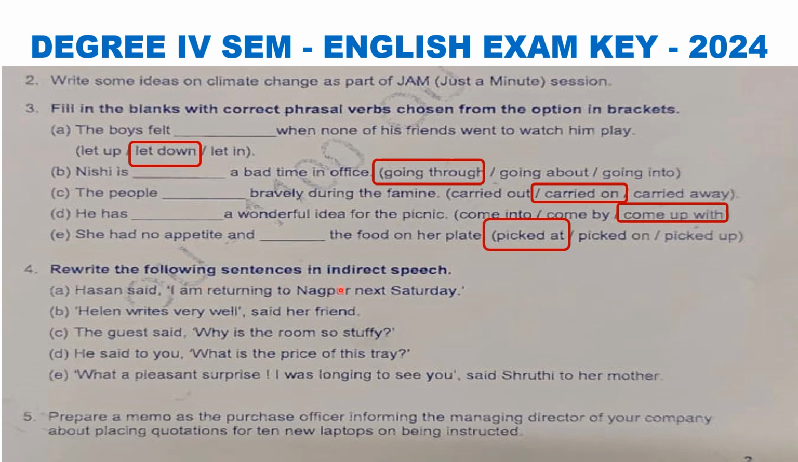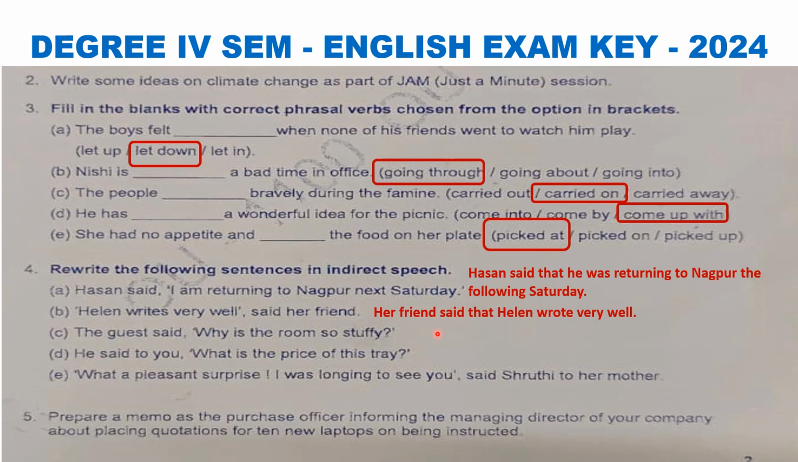Rewrite the following sentences in indirect speech. Hassan said, I am returning to Nagpur next Saturday. So you all know how to change them into indirect speech. Hassan said that he was returning. I am returning changes to he was returning to Nagpur. The next Saturday will become the following Saturday. B. Helen writes very well, said her friend. So her friend said that Helen wrote very well. Writes becomes wrote, past tense.